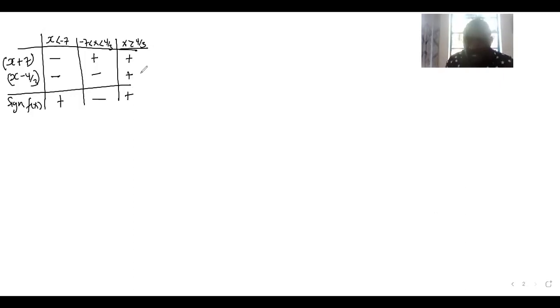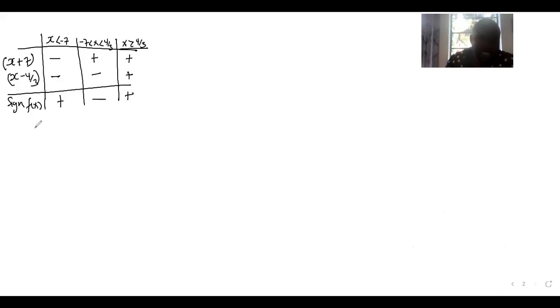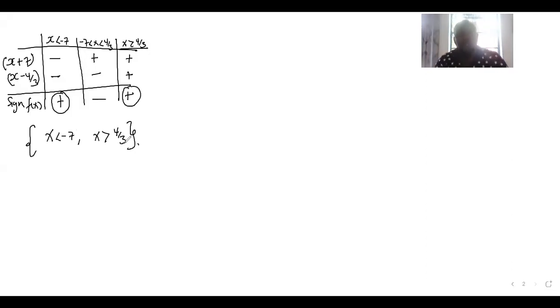Positive. Now, let me first take you back to the question. The question said, it is supposed to be greater than what? Here, where you factorize from, is what predicts the solution. It is supposed to be greater than 0. So greater than 0 is a positive. So where are the positives? Here and there. So the solution set is x is less than negative 7, and x is beyond 4 over 3. So here you write two answers because the signs have appeared twice. And you write all the regions where those signs are appearing. Okay?